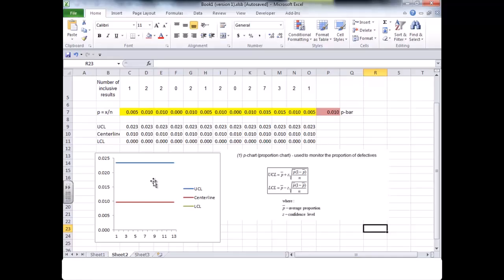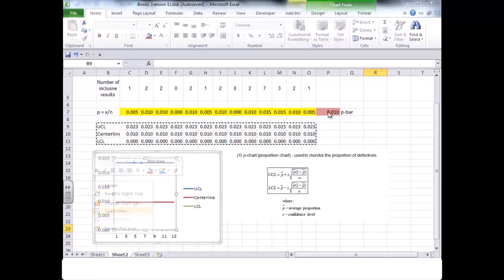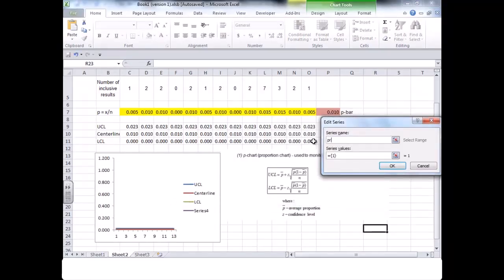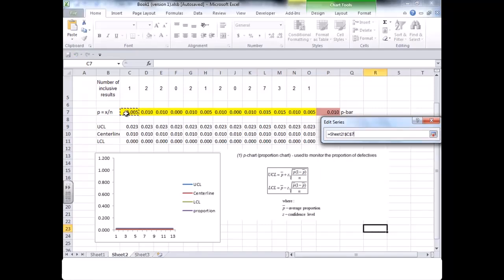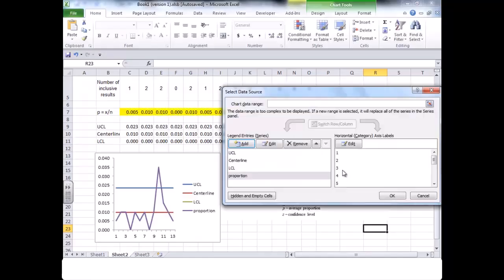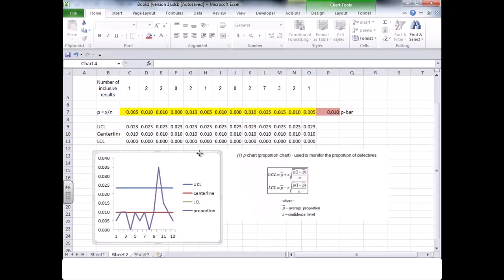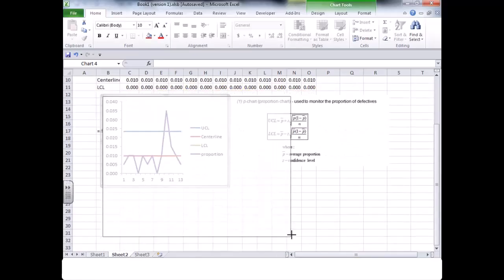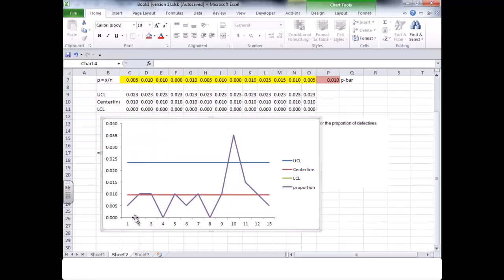Okay, so we need to next plot the sample proportions onto this graph. Select data, add, and we'll call this proportion, sample proportion. The series values are this row, and then click OK. One more time. There it is. What's our conclusion? Yeah. 0. It's just not showing it, but it's green.